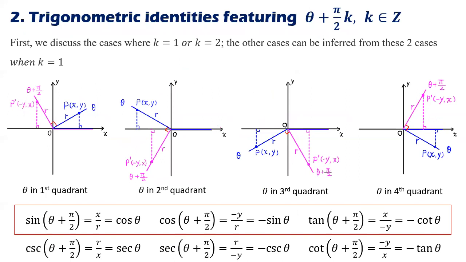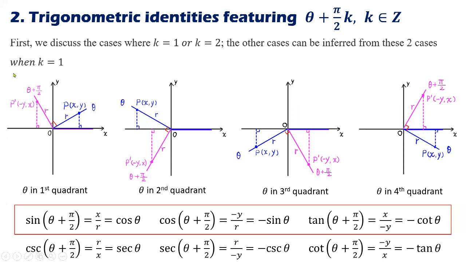Let's have a look at the second set of trigonometric identities we're going to learn today. The second set of trigonometric identities is the identities featuring theta plus half pi multiplied by an integer number. So k here is any integer number, such as -3, -2, -1, 0, 1, 2, 3, etc. First, let's discuss the cases where k equals 1 or 2. The other cases can be inferred from these two cases.